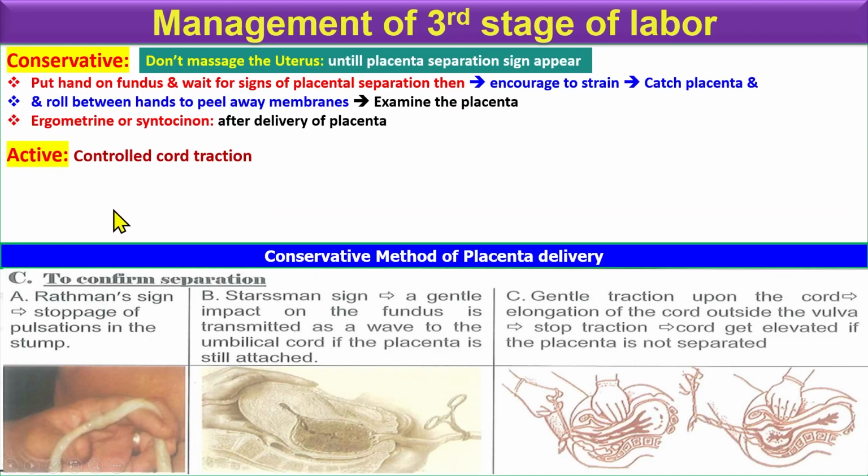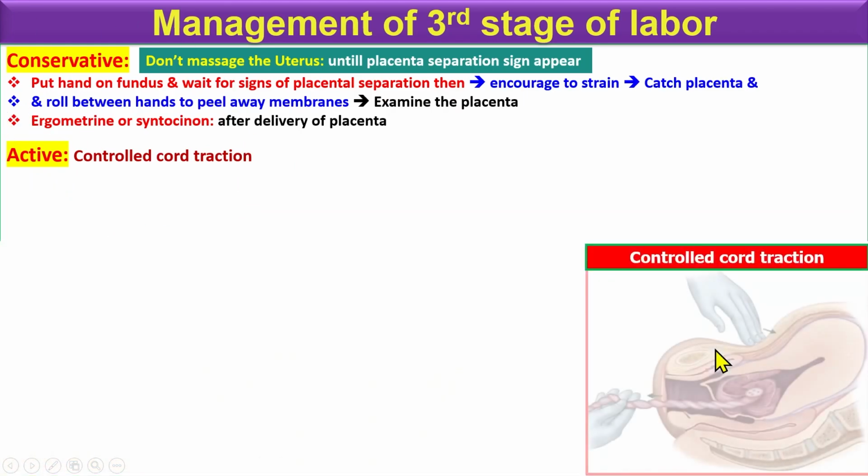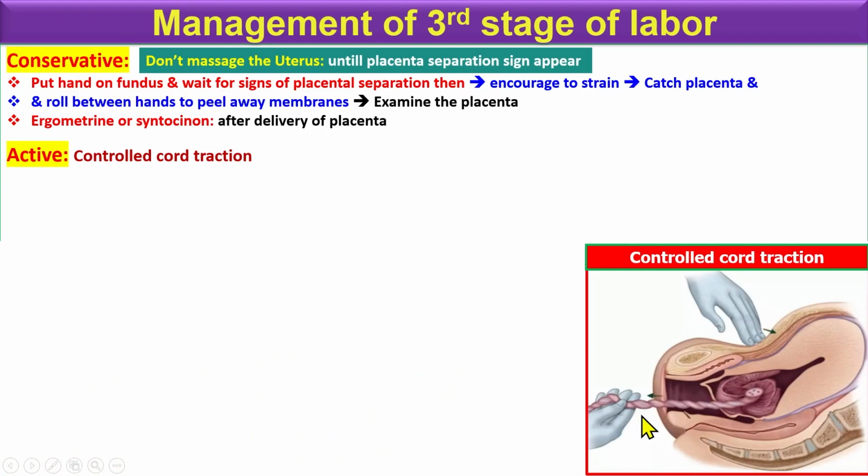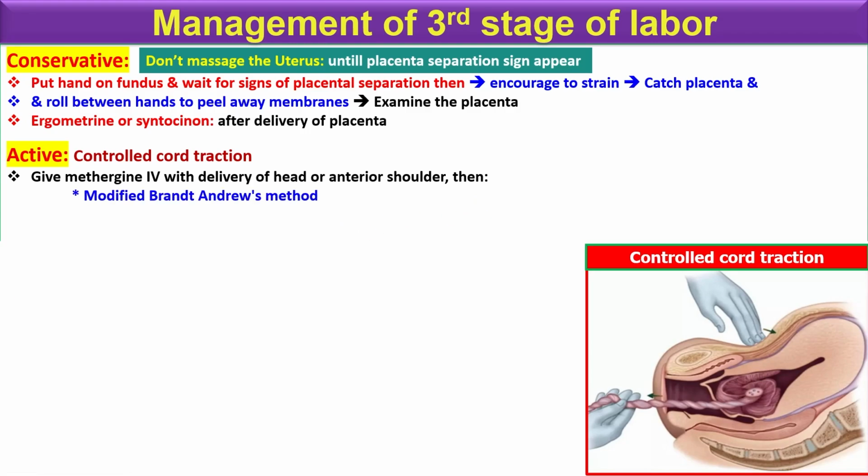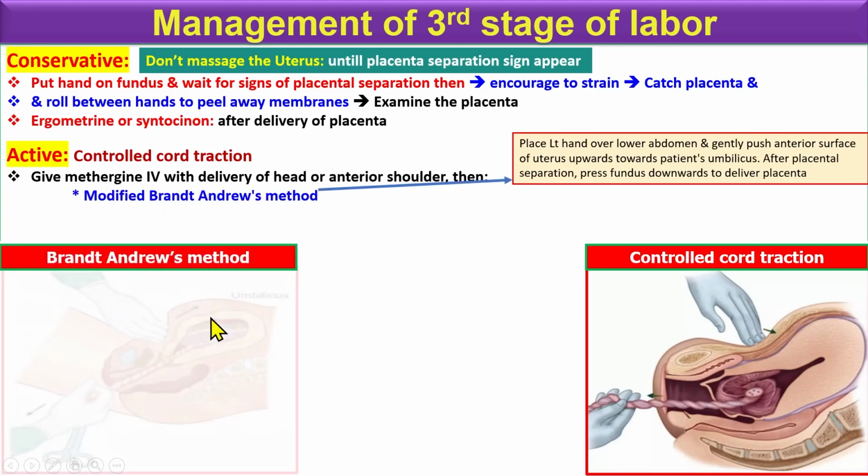Now look at the active method, which is controlled cord traction. Okay, so we are pulling the placenta. We give methergine IV with the delivery of the head or the anterior shoulder, and then we can apply the modified Brandt-Andrews method. What is the Brandt-Andrews method?